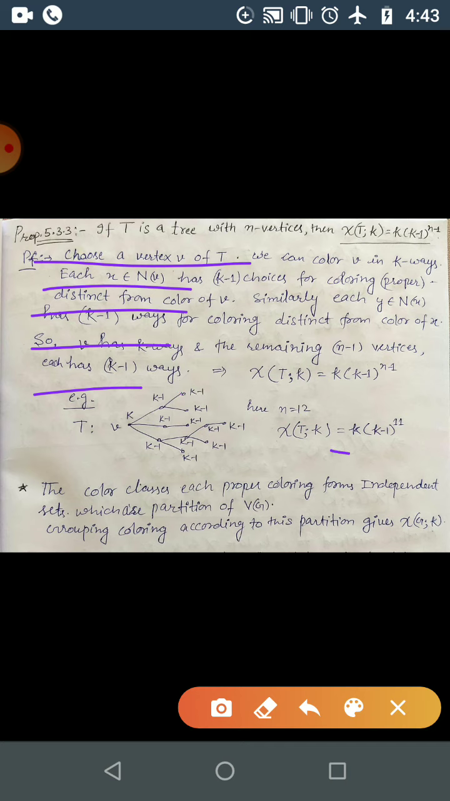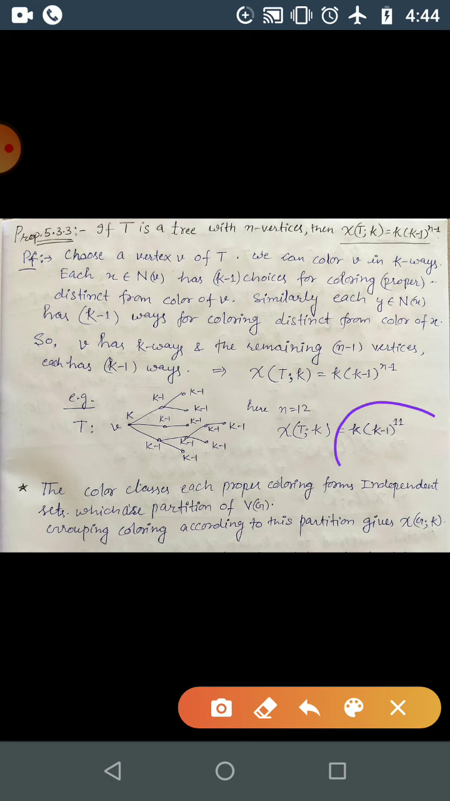So this will be k into k minus 1 raised to power n minus 1. And whenever n is 12, here this is the tree with 12 order, or you can just say 12 vertices, then the chromatic polynomial will be k into k minus 1 raised to power 12 minus 1, that will be k into k minus 1 raised to power 11, correct? So by this formula directly you can just say it, okay? When k is anything, any number, correct? So any number of colors is given, then you have this one, okay?